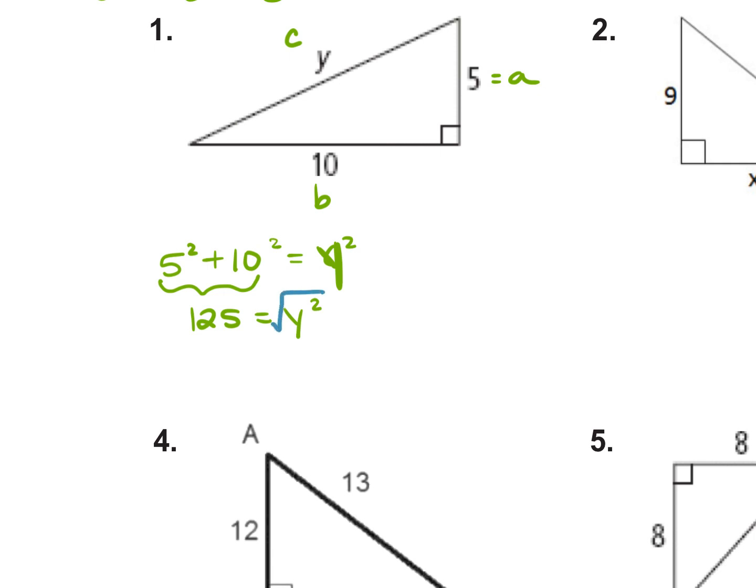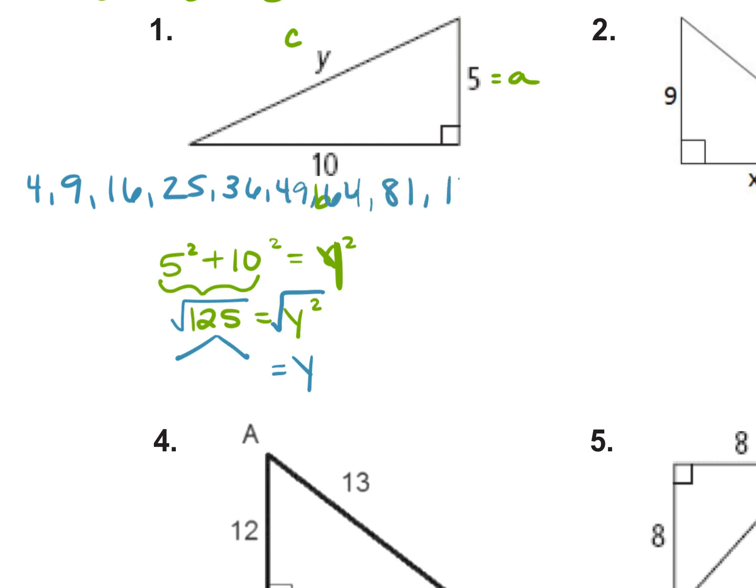Now here's where it got tricky. Do you remember how we did this? We branched it off into two different things. Do you remember the list? Here are the perfect squares, right? No decimals. We're not doing decimals. The square root of 125 is about 11, but that's the value, and we want simplest radical form.